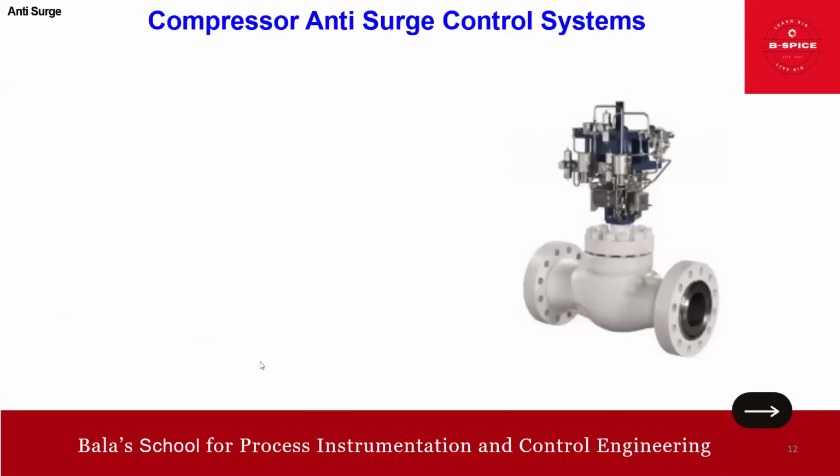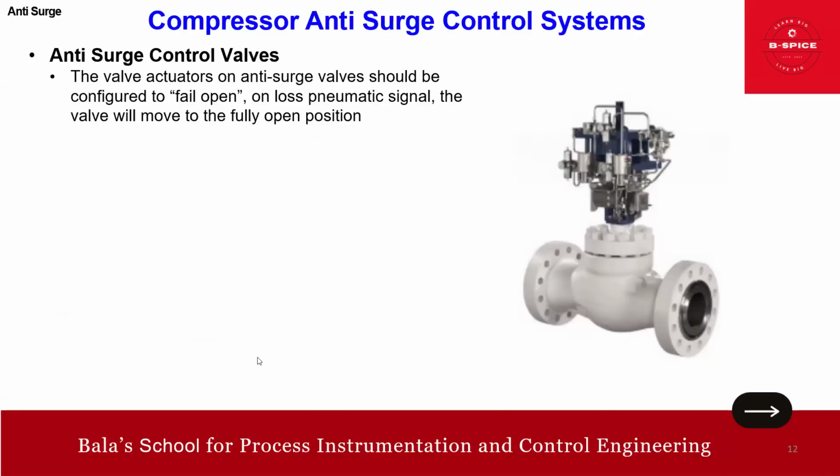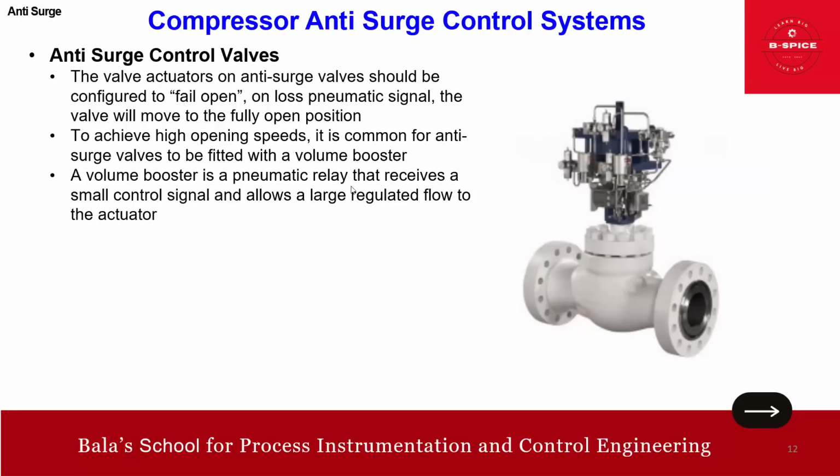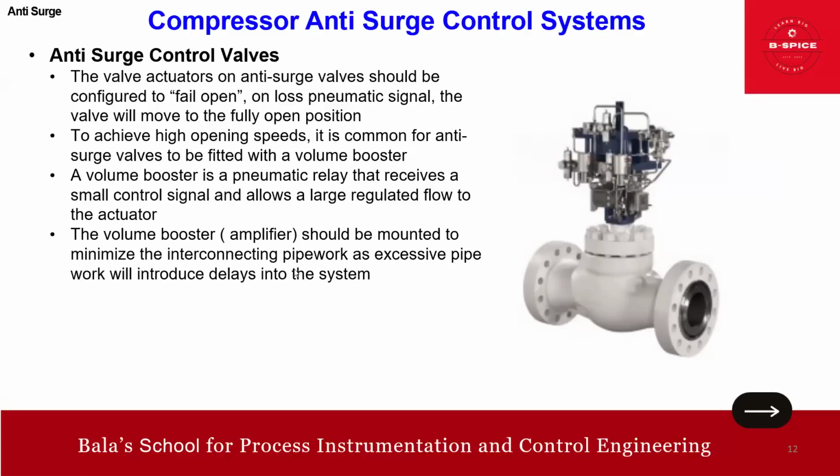The valve actuator on the anti-surge valve should be configured to fail open. That is the pointer, meaning on loss of pneumatic signal, the valve should move to the fully open position. To achieve high opening speed, it is common for the anti-surge valve to be fitted with a volume booster, which we can call an amplifier. A volume booster is a pneumatic relay that receives a small control signal and allows a large regulated flow to the actuator. The volume booster should be mounted to minimize the interconnecting pipework, as excessive pipework will introduce delays into the system.